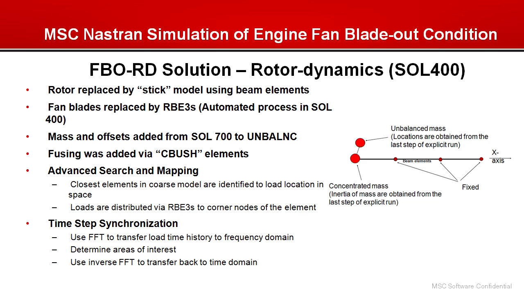The rubbing forces at the blade tips are also summed up to compute the torque which is applied to the rotor. Advanced search and mapping, again, is done in 400 to distribute the fan blade loads in the right location and the right time of the rotor dynamics model. And because of the time step differences between the implicit and the explicit, we use fast Fourier transformation to basically go from the time domain to frequency domain and back.